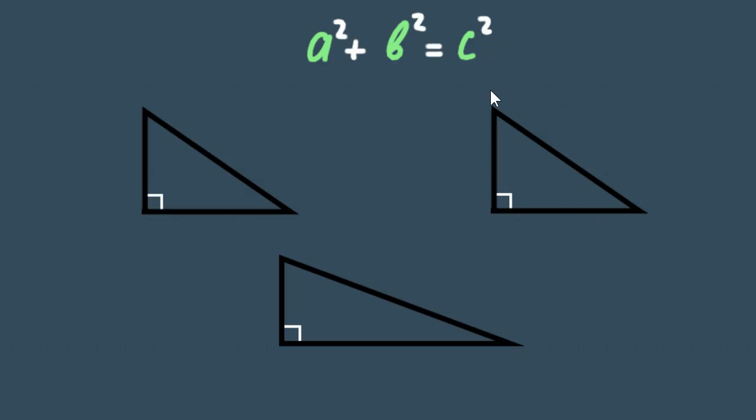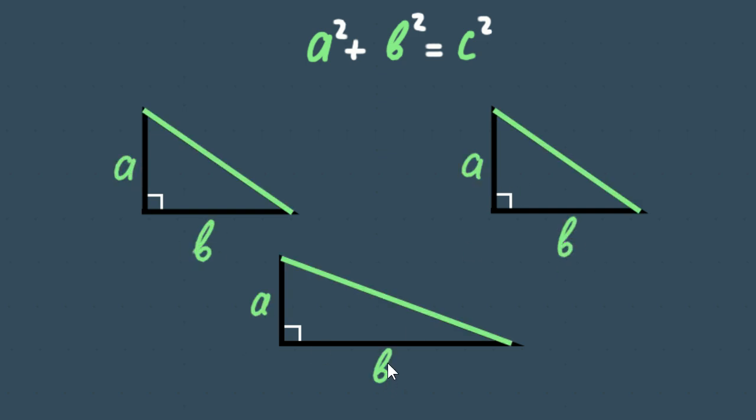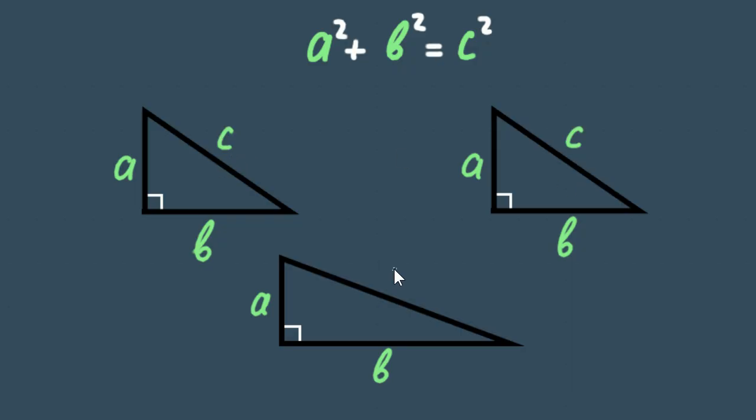The legs of a right triangle are the sides that form a right angle. The remaining side is the hypotenuse. And the angle opposite the hypotenuse is a right angle, which is equal to 90 degrees.